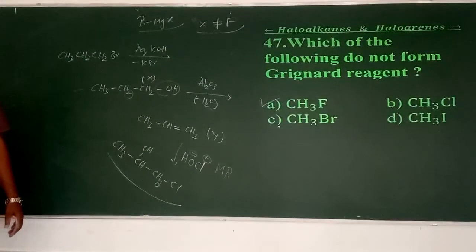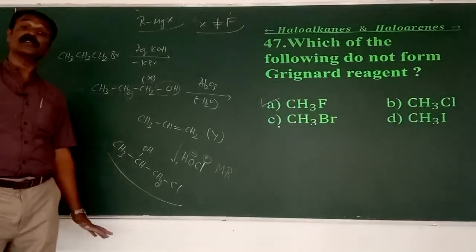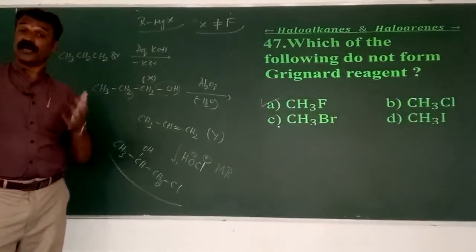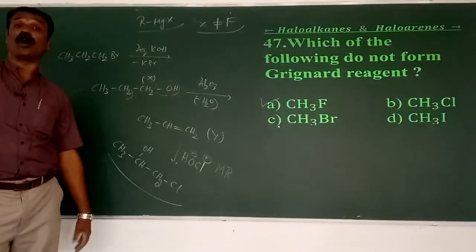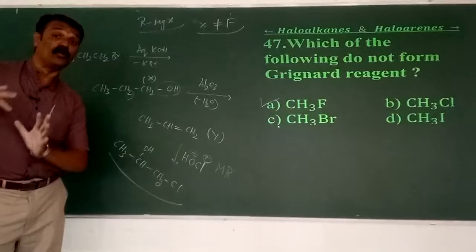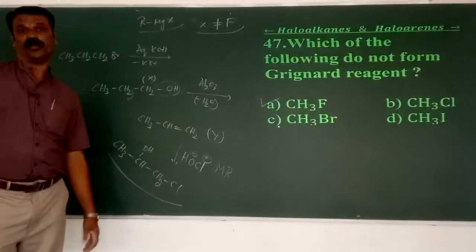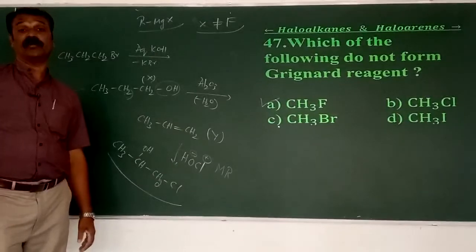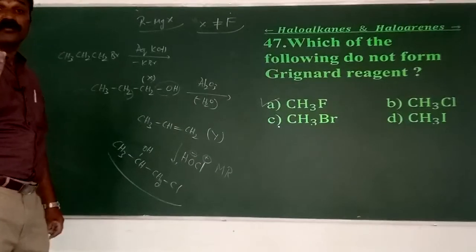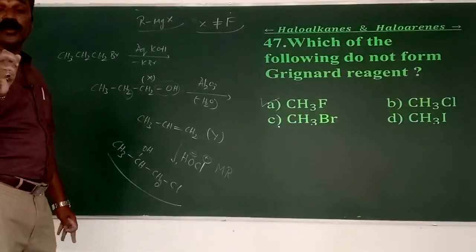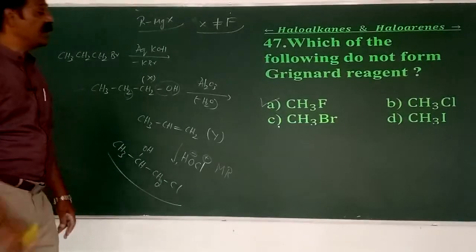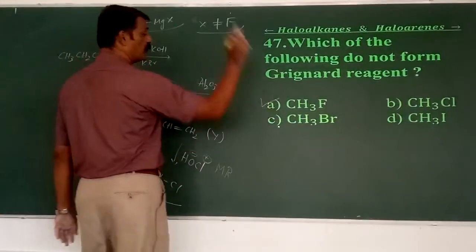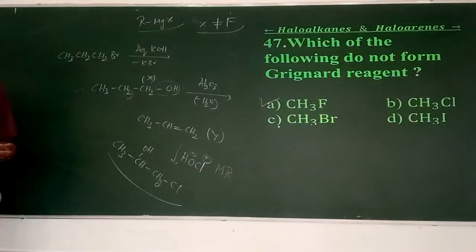And also, we know that Grignard reagents are highly unstable when exposed to the air, because they readily absorb moisture to form the respective hydrocarbons. That is why they are kept only in ethers. Ether acts as a solvent, and it also dissolves the Grignard reagent. But that is not the case with fluorine, because fluorinated Grignard reagents are highly exothermic. That is why the option is A. 47 is A.